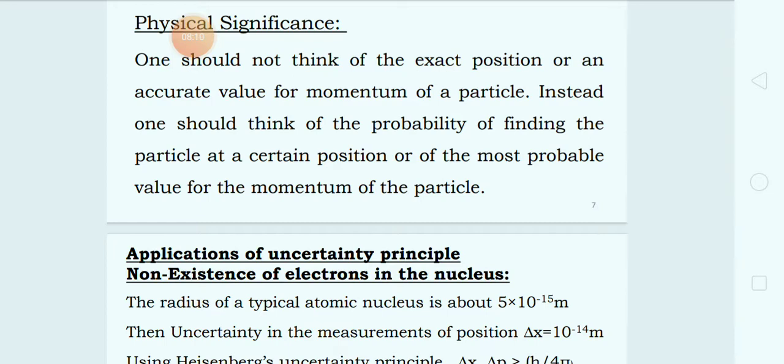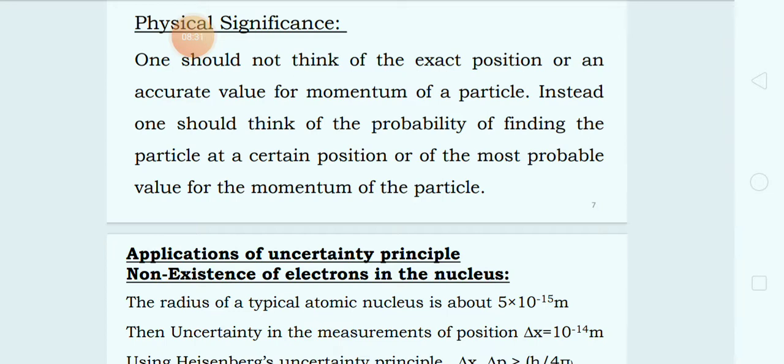So which means instead of going for the accurate value of the position and momentum when we go for the simultaneous measurement, it is quite difficult. So instead of that, you can go for the probable value of the position as well as the probable value of momentum when we think of a simultaneous measurement. That is the physical significance of the Heisenberg uncertainty principle.